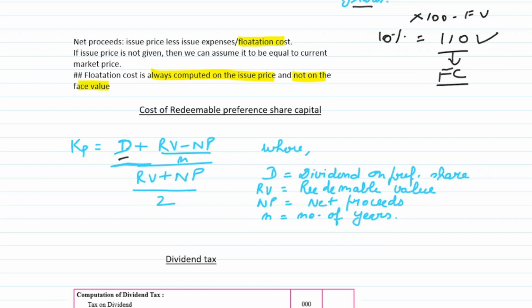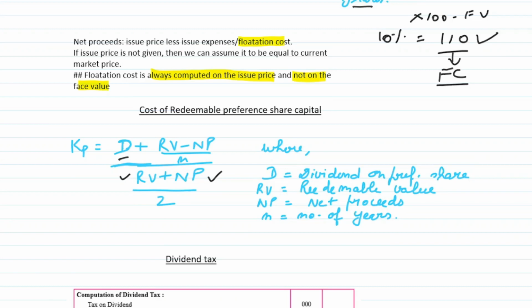What is this period of time? This period of time is nothing but the time that is mentioned while issuing the preference share, that is N. And this is whole divided by (RB plus NP) by 2, that is redeemable value plus net proceeds divided by 2. Why by 2? Because there may be uneven cash flow in case of redeeming and while receiving the net proceeds. Since these cash flows are very uneven in nature, we generally tend to average this out.